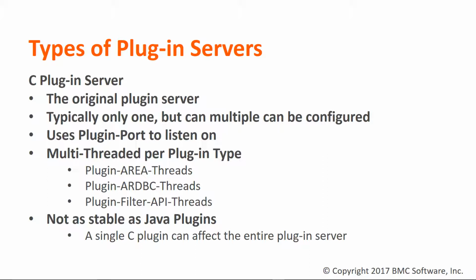Now, C plugins are not as stable as Java plugins. That's one thing we've seen since we've introduced the Java plugins, is that they're a little bit more stable. In the C plugin server, a single plugin can bring down the entire plugin server. And that's one reason, if you are using C plugins, you might want to consider creating multiple plugin servers and then segregating the plugins across those.